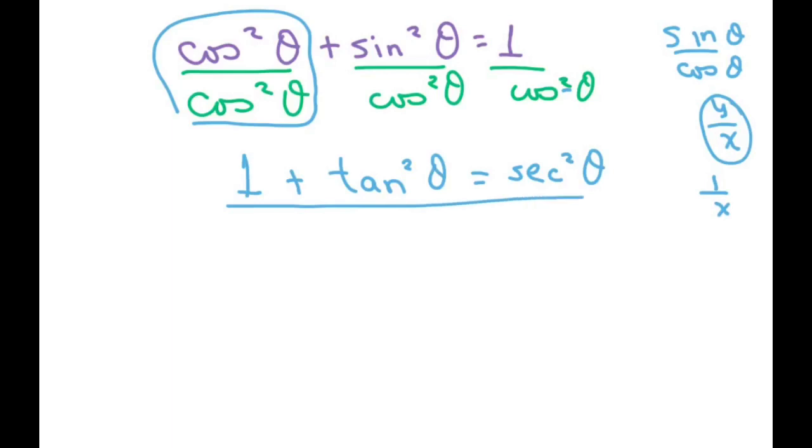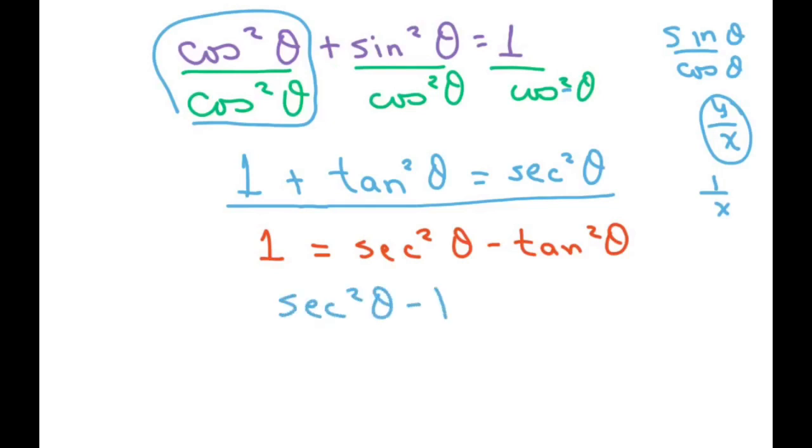So there's another identity. Now what you're going to want to know on this one is how to rewrite it. So we can also write this as 1 equals secant squared of theta minus tan squared of theta. Okay, so that's with me just subtracting tan squared from both sides. Or we could write it as secant squared of theta minus 1 equals tan squared. And that's with me just subtracting 1 from both sides. So you need to know how to manipulate these when you start your trig identities.